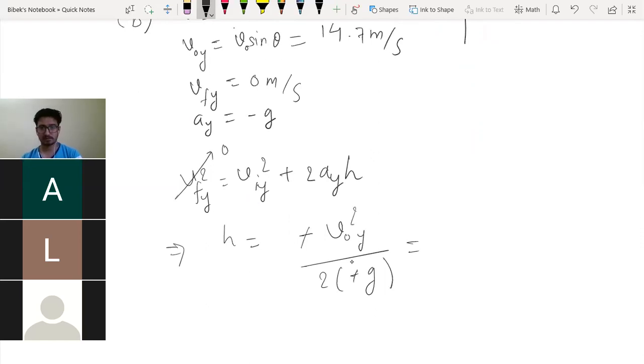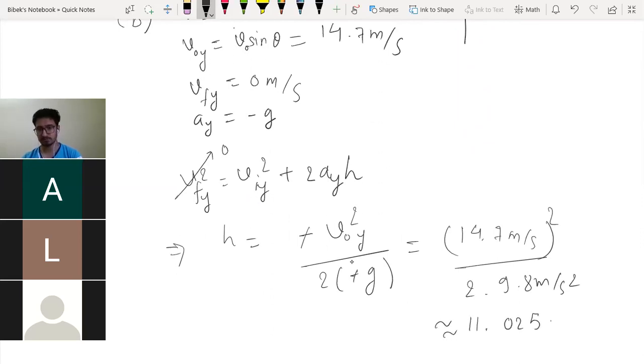So there has to be a square. It's 14.7 meters per second squared, divided by 2 times 9.8 meters per second squared. So it's about 11.025 meters. That's your maximum height gained by the projectile.